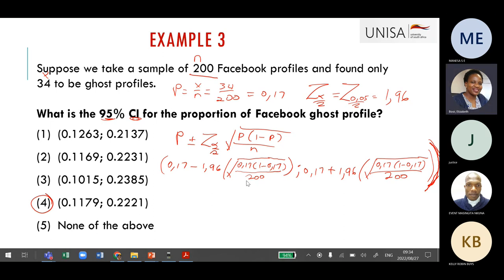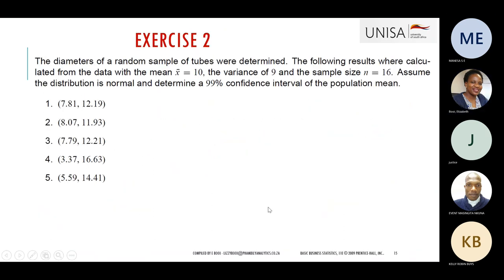I had some exercises as well. Exercise 2. With exercise 2, you can do it on your own so that we can then move to the hypothesis testing. So let's look at what you are given so that you are able to answer this question. So with exercise 2, it says the following results were calculated. You can take a screenshot while I was explaining.